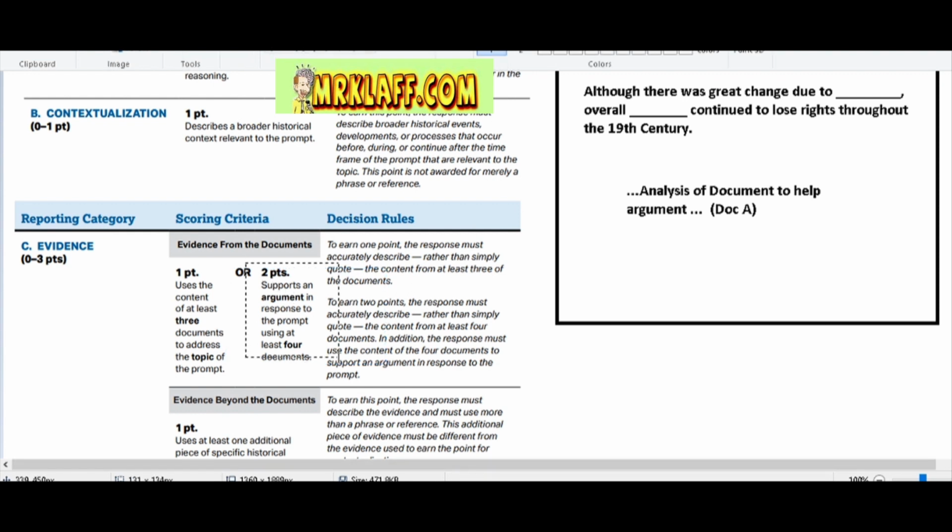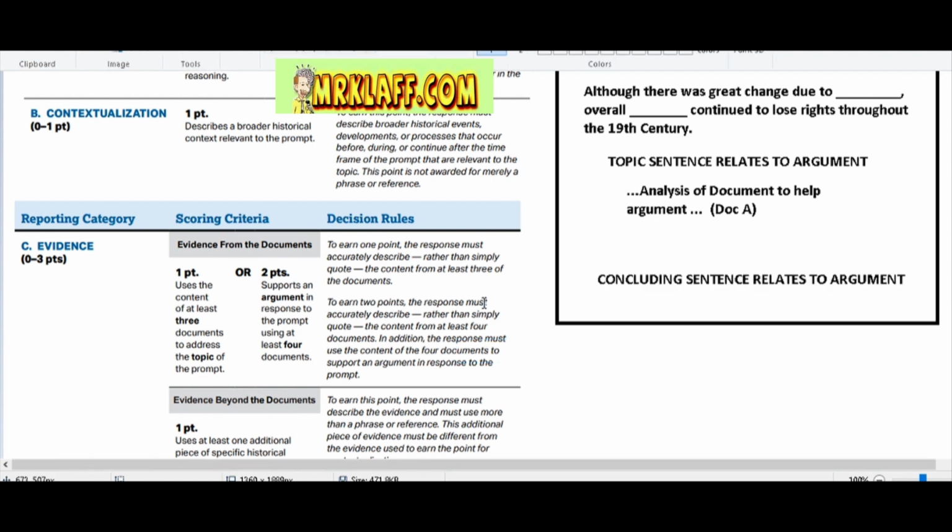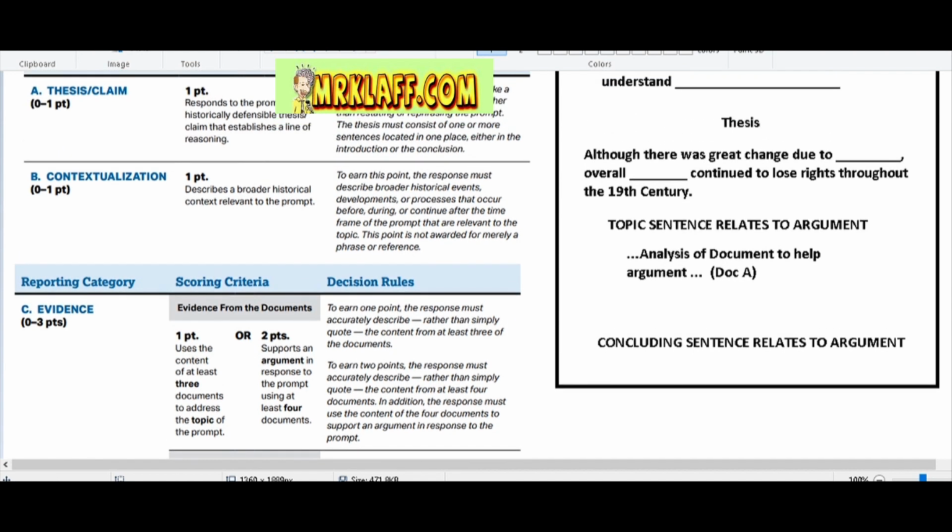So the way we get to this 2-point item here about supporting your argument, a very interesting way to do it is to make sure that you are using topic and concluding sentences. So when your new body paragraph starts, and let's assume right here where document A is, you have your topic sentence before that, talking about how there was great change, but there was overall more continuity. Put it on the onset and put it at the end of it. Show me that concluding sentence, how it relates back to the thesis. All of that is key to carry out the argument. We're not in the business of summarizing, we're in the business of analyzing.